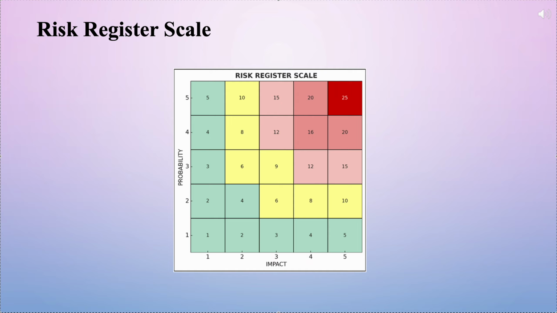Our risk register scale, which you can see on the slide, visually consolidates this information. It's a matrix where probability is on the y-axis and the impact is on the x-axis. The resulting score from 1 to 25 is color coded. Green indicates low risk, yellow represents moderate risk, and red signifies high or extreme risk. This visual tool is incredibly powerful for quickly identifying and prioritizing our efforts, allowing us to immediately focus on those risks that fall into high impact or high probability red ones, ensuring resources are allocated efficiently to address the most critical threats.